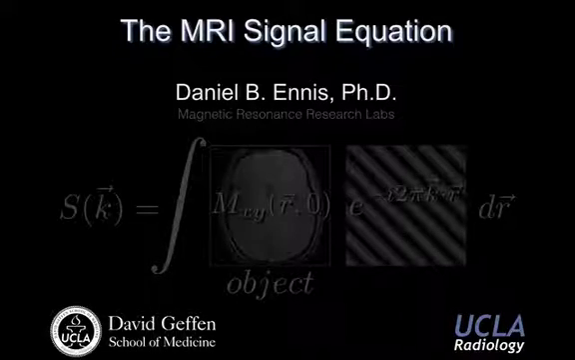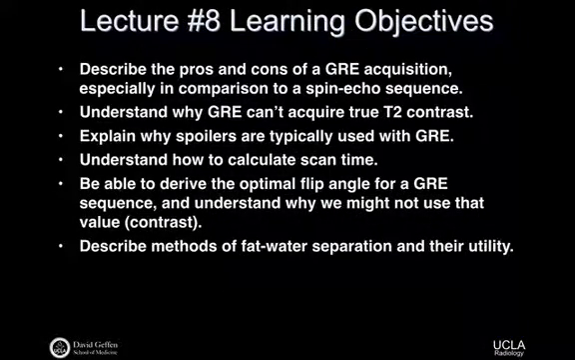And then hopefully at the end of the day, after you go back and study and review the material, you'll have a pretty good understanding of this so-called MR signal equation, which is really key to understanding how we do imaging. So far we've been talking about excitation and image contrast, for example. So with that, we'll get underway.